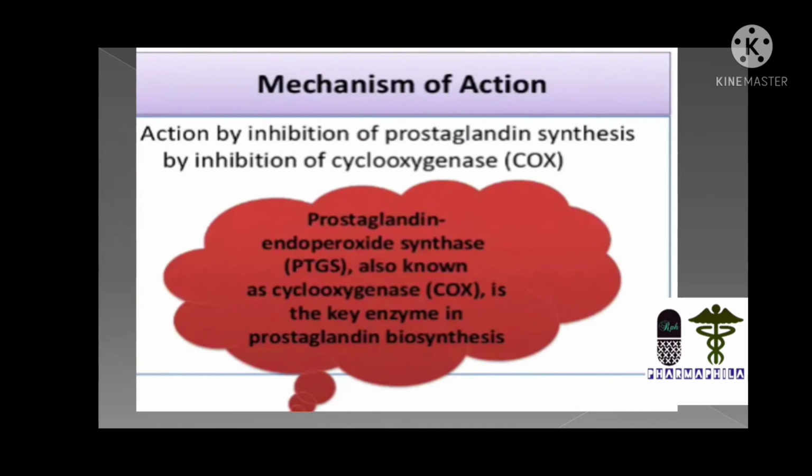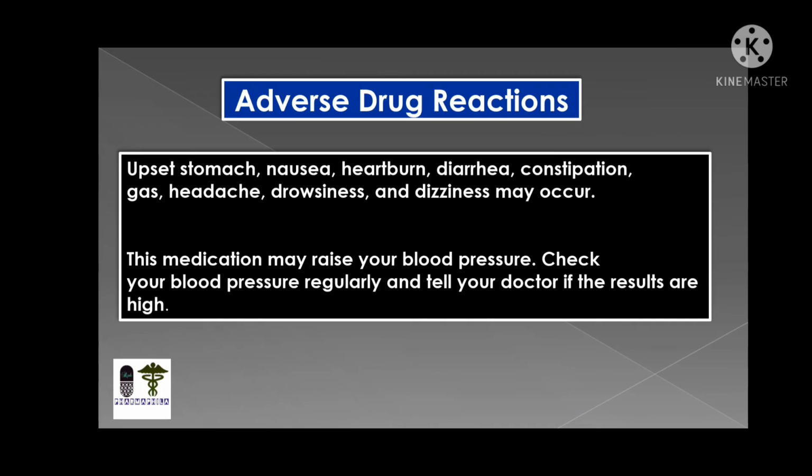Now the mechanism of action: it acts by inhibition of prostaglandin synthesis, by inhibition of the COX pathway, that is the cyclooxygenase enzyme, inhibiting the cyclooxygenase enzyme and COX pathway. Prostaglandin endoperoxide synthase, also known as cyclooxygenase, is a key enzyme in prostaglandin biosynthesis.